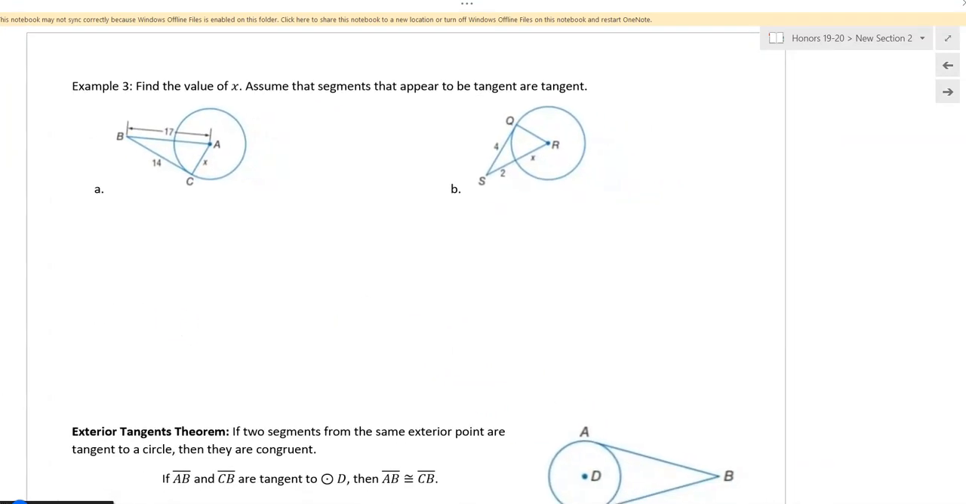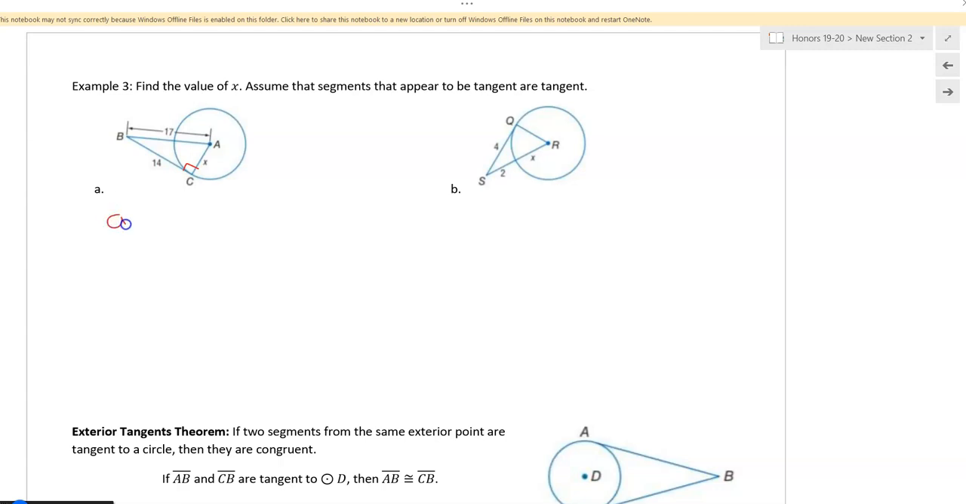Example 3, find the value of x. Assume that segments that appear to be tangent are tangent. So same type of thing, okay? So again, now we're assuming that this is tangent, so I am going to assume that that is a right angle. Well now, same thing, I have this right triangle. If I know that's a right angle, this is an easy Pythagorean theorem problem, okay?